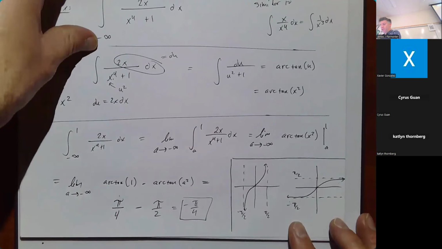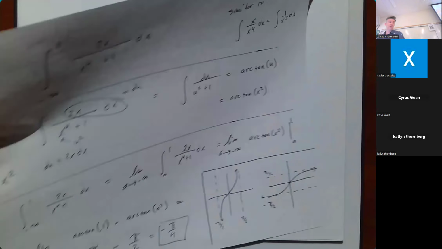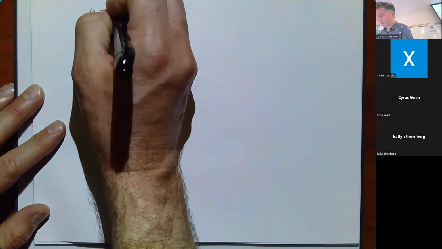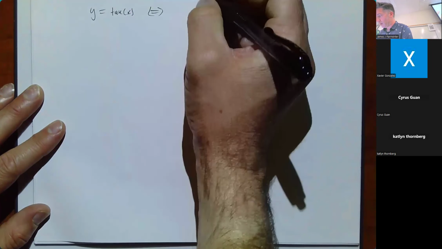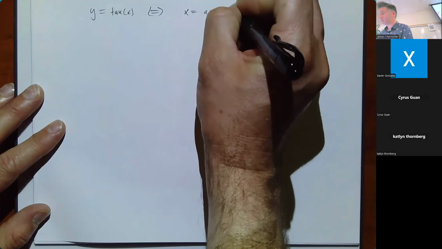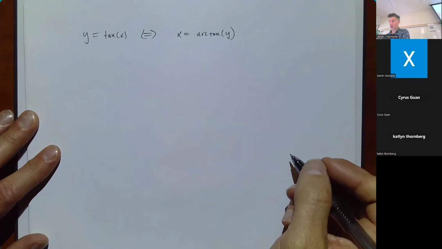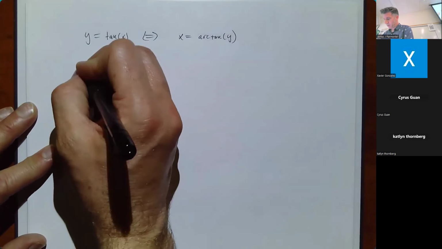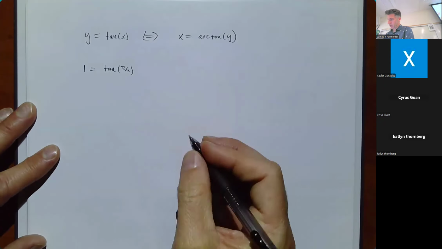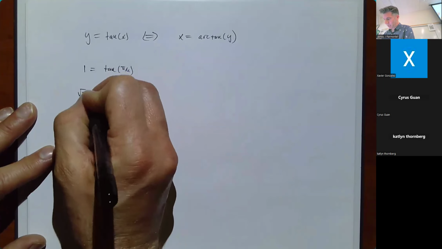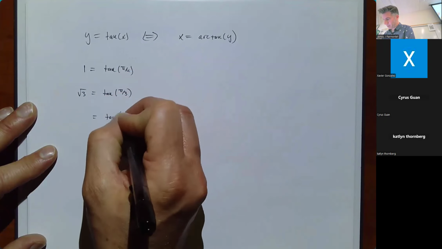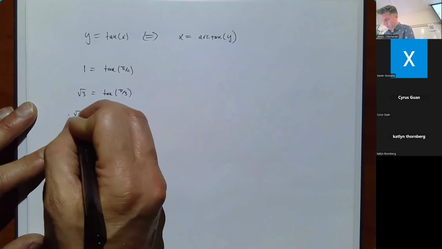So the arctangent function is essentially undoing what the tangent function does. What we're saying here is that y equal to tangent of x is equivalent to x equal to the arctangent of y. Sorry, I keep writing it wrong. So we know that 1 is equal to tangent of pi over 4, and the square root of 3 is equal to tangent of pi over 3, and tangent of pi over 6 is equal to root 3 over 3.